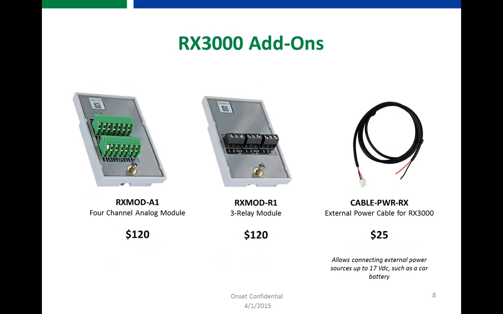But that's not all. You can also add on to your RX3000, and I'm going to show you exactly how you do this in a couple of slides, but we have 2 modules that we've launched in conjunction with the introduction of the RX3000. Those are a 4-channel analog module and a 3-relay module. Both of those are $120, and you can install up to 2 in each RX3000 station of any combination. We also have an external power cable, which allows users to connect external power sources other than the ones that we provide, up to 17 volts, such as a car battery, for example. This is great for applications where solar power may be a concern.